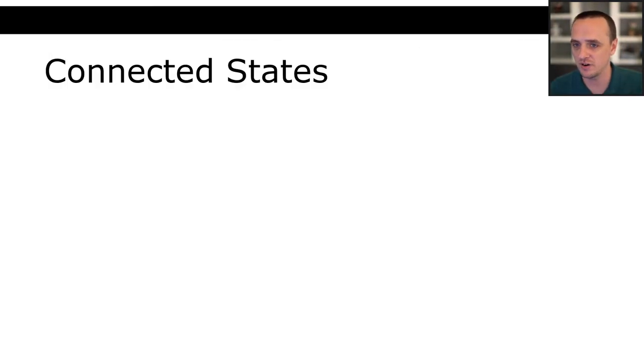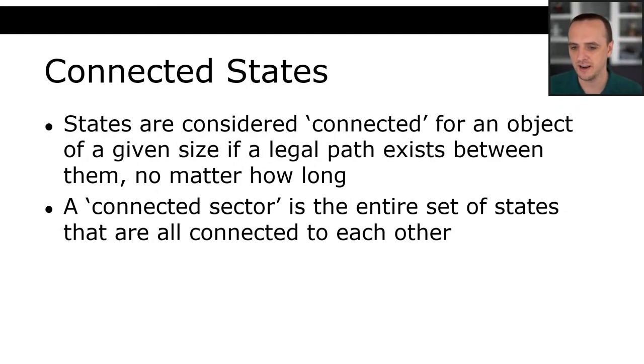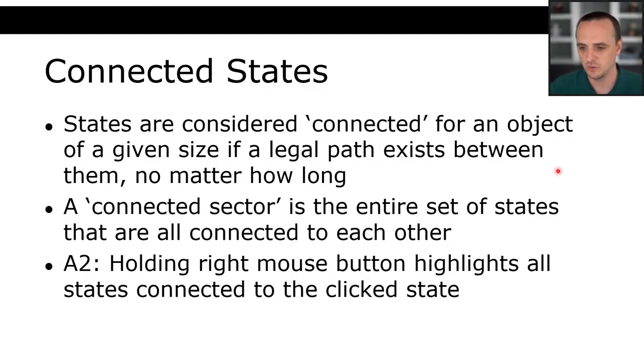All right. Now that we've talked about heuristics, let's talk about the next new thing in this assignment, connected states. States are considered connected for an object of a given size if a legal path exists between them, no matter how long that path might be. So essentially, two connected states means, is there a path between them? Can I get from one to the other in any way? So a connected sector is the entire set of states that are all connected to each other. So in assignment 2, holding the right mouse button highlights all the states that are connected to the clicked state.